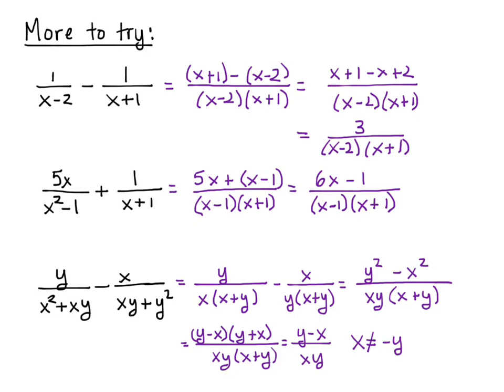x and this one by y, and so you get your common denominator, y squared minus x squared. That, of course, factors, and then you have the x plus y in common, so that cancels out, and you just get y minus x over xy. The domain restriction you get from taking out this x plus y is going to be x does not equal negative y. So that's one of the few that we've actually had a domain restriction for.